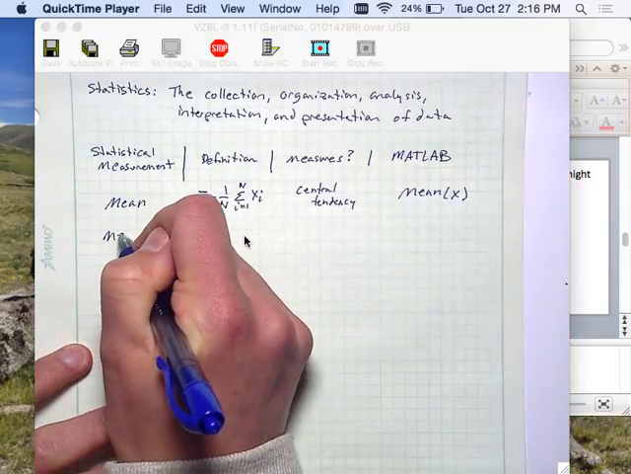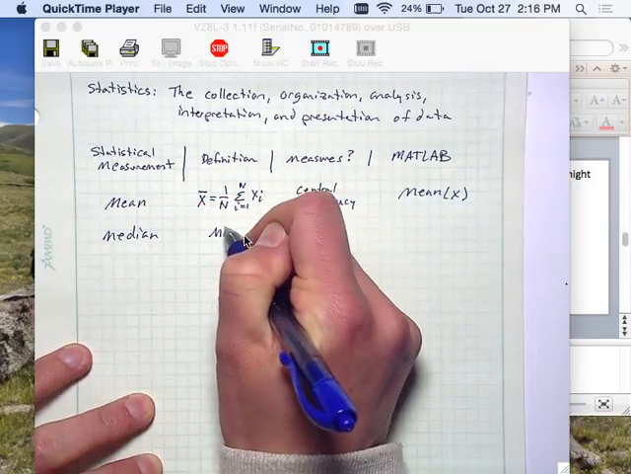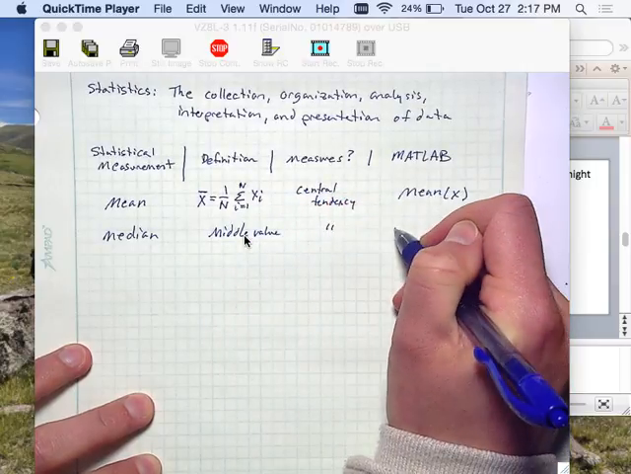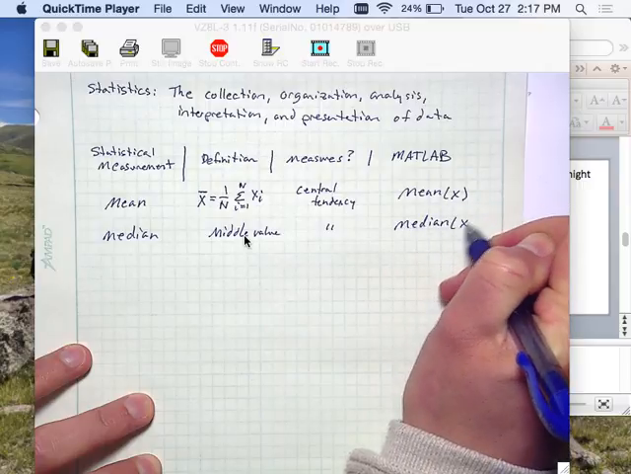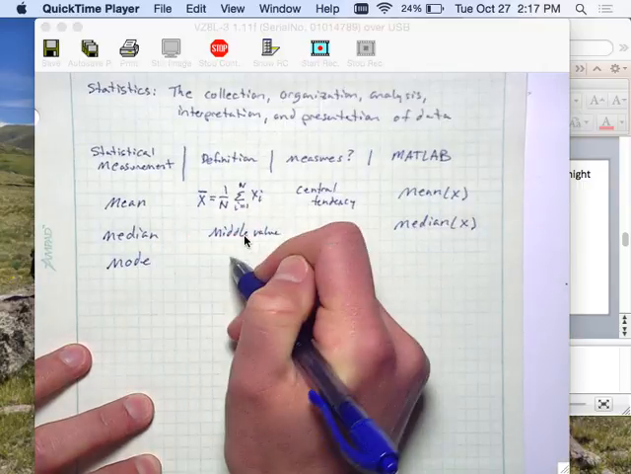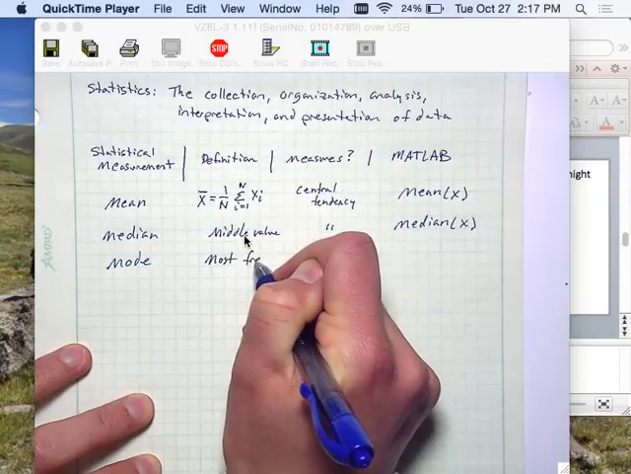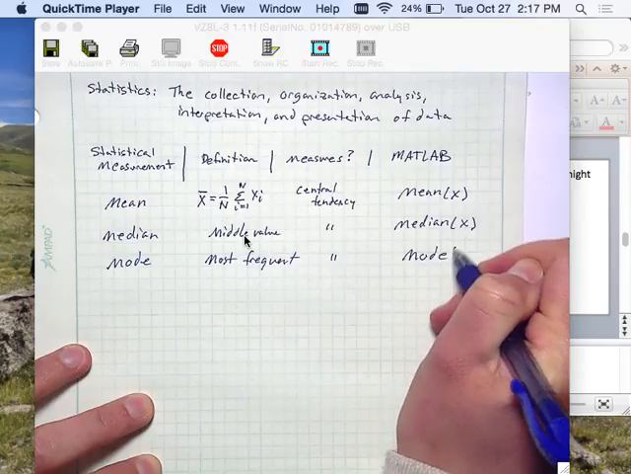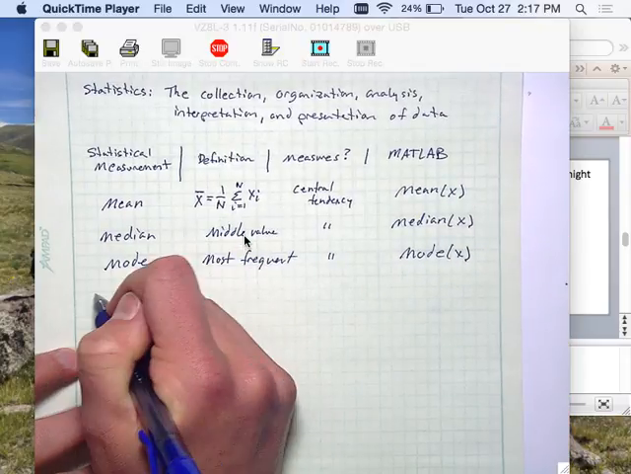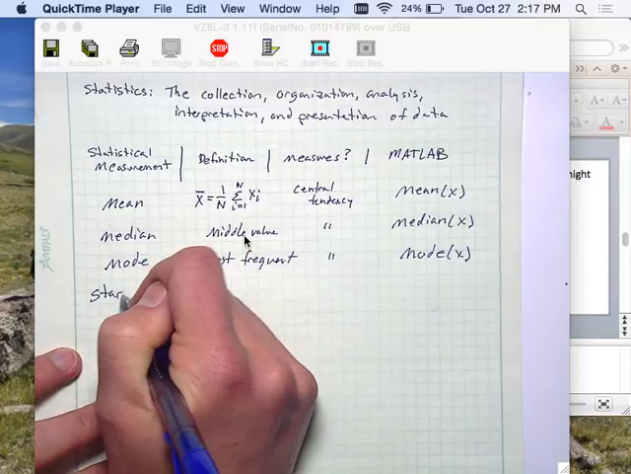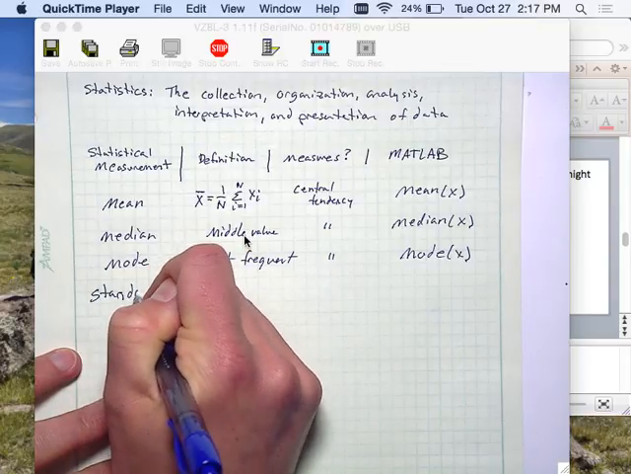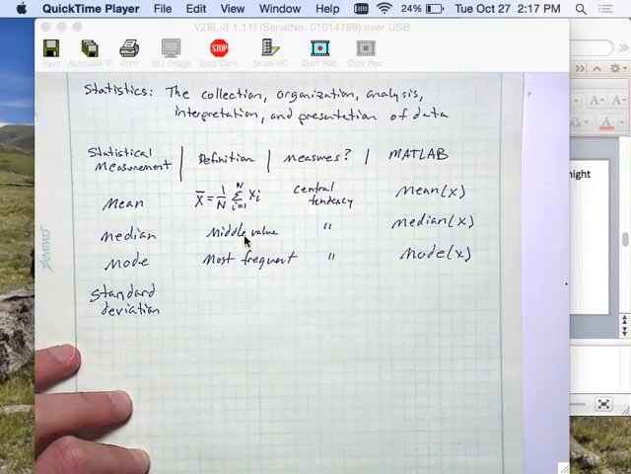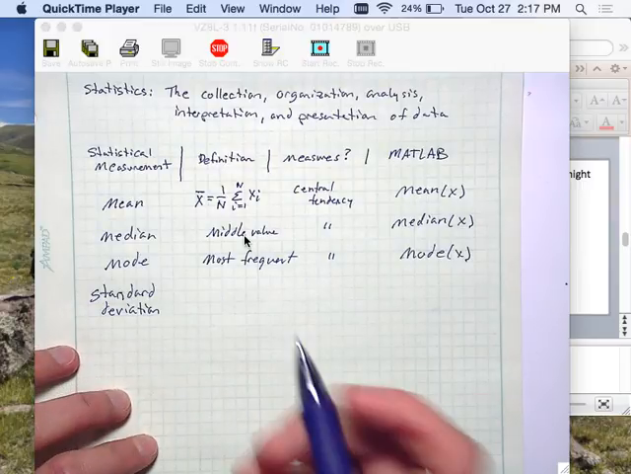So now we have median, which is just the middle number. It measures the same thing, and it's simply median. Then you have the mode, which is the most frequent. It measures the same central tendency, mode of x. So now we get into standard deviation, which you haven't used yet in this course. So this is measuring basically the variation or spread from the mean.